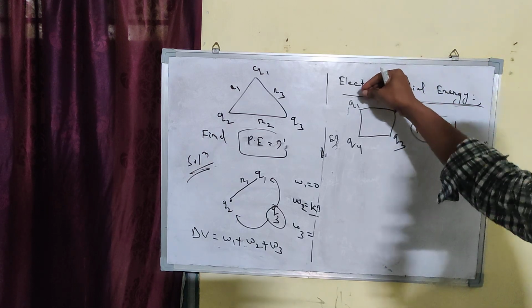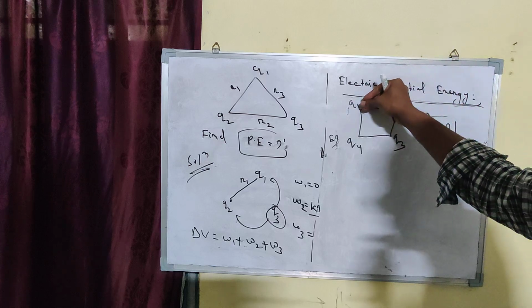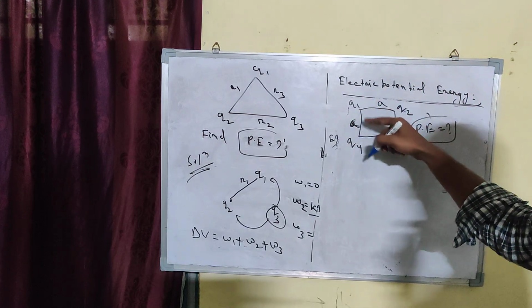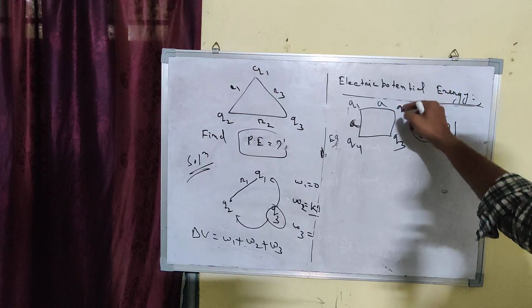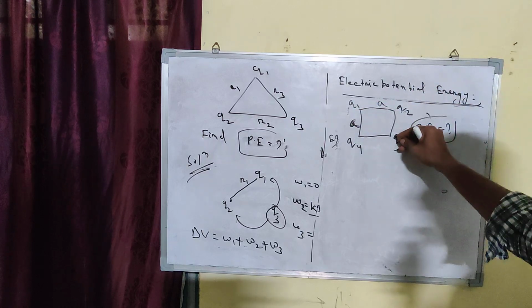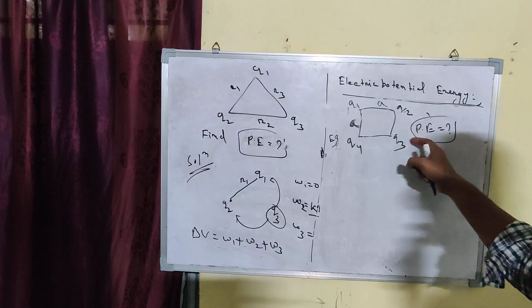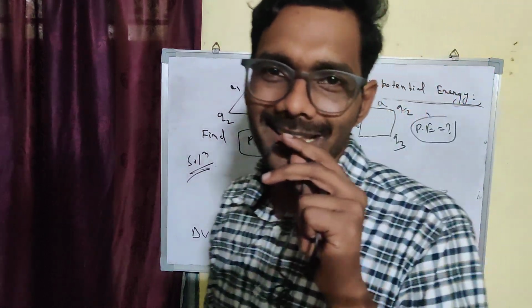So first we have to take that Q1 charge to here, then A square, Q2 charge here, so this work done, Q3 charge here, so this work done, Q4 charge is there, this total work done, you have to add them up. Okay.